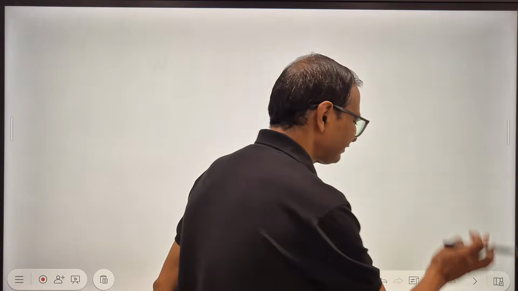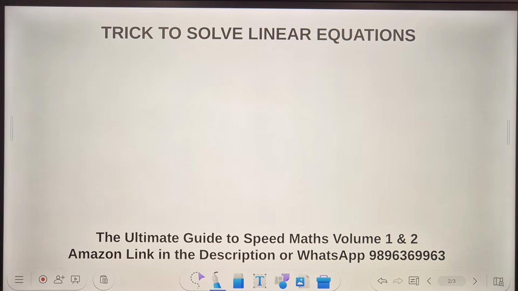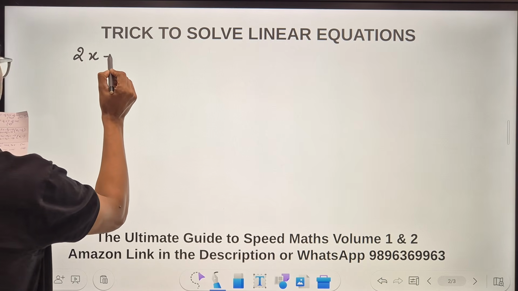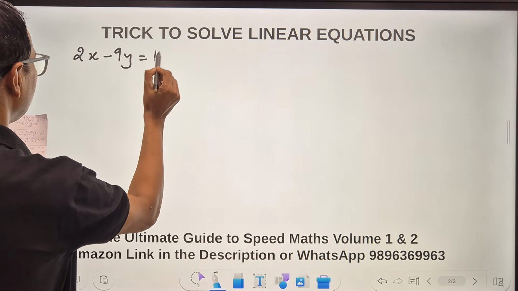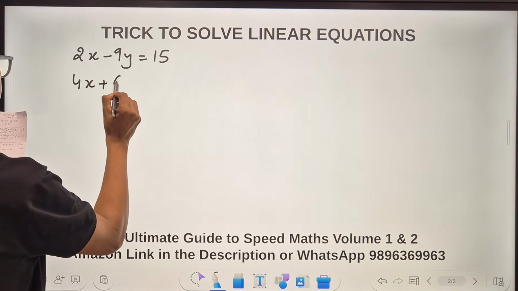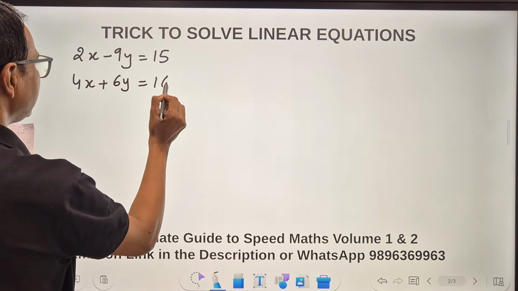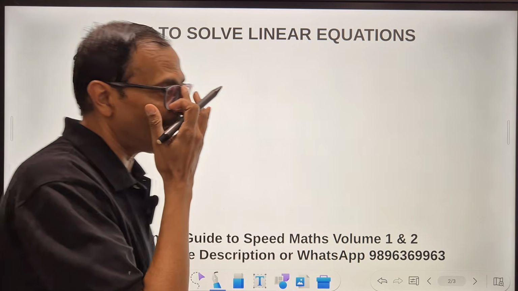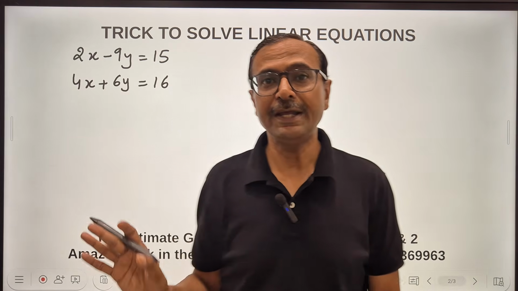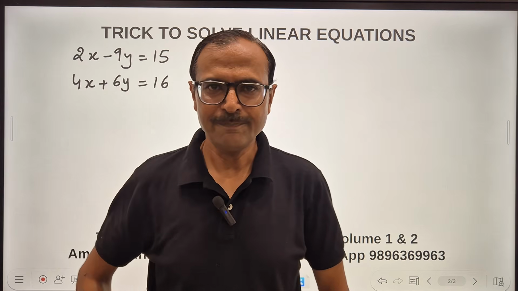Okay, so watch. Let's take some questions wherein we have to find the values of x and y. 2x minus 9y equal to 15. That's the first one. 4x plus 6y equal to 16. That's the second one. Now I want to find the values of x and y from this pair of linear equations in two variables.